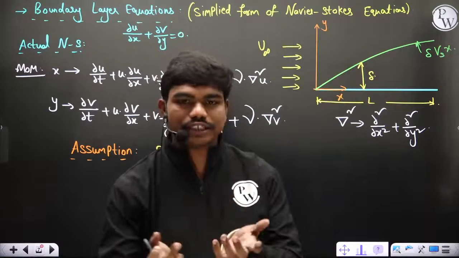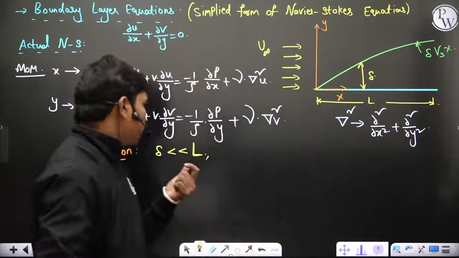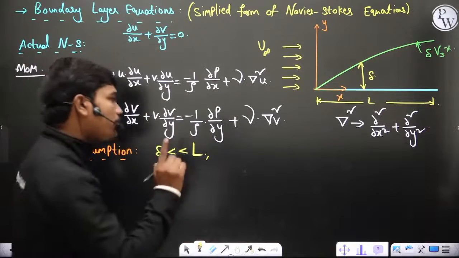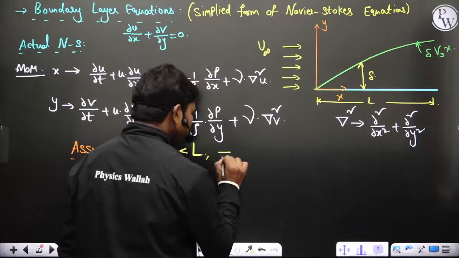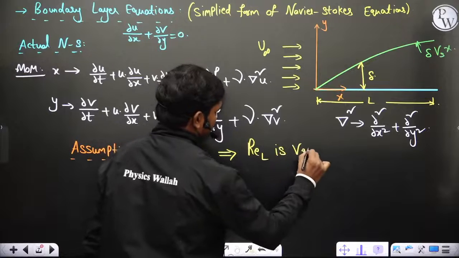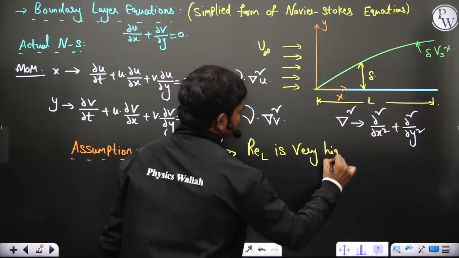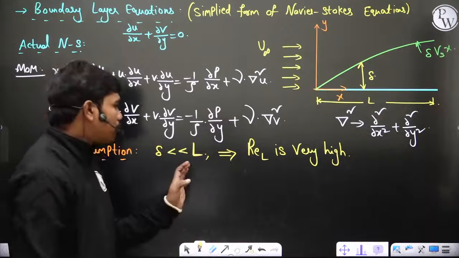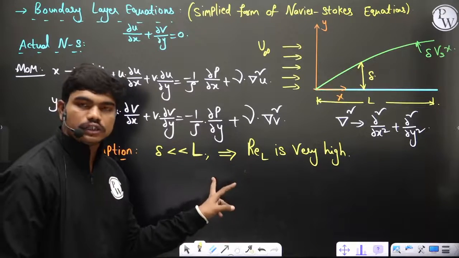This is the range generally that you will get the values. Okay, so one assumption that I am making here is that delta is very much less than L, and this will automatically imply the Reynolds number is very high. Right now you can understand this physically, but mathematically how these two are equal, I'll show you a bit later.